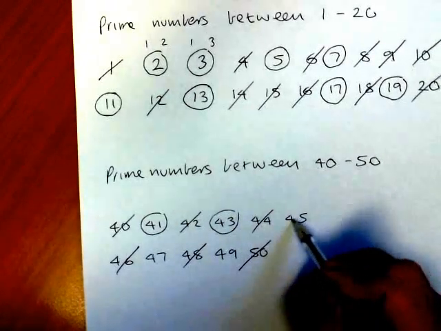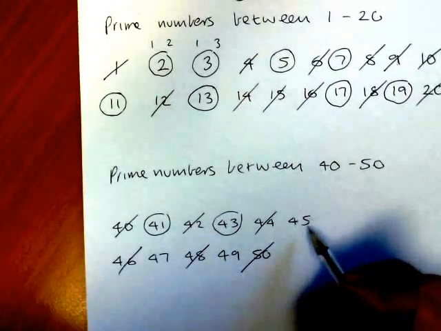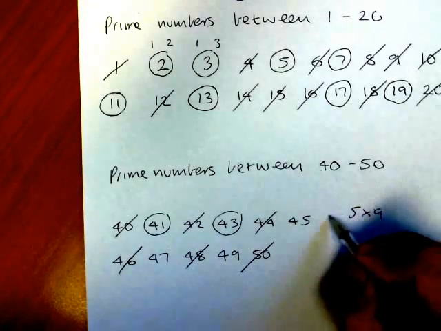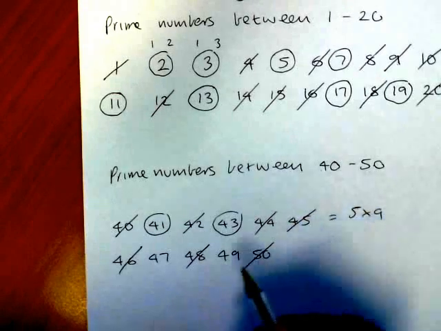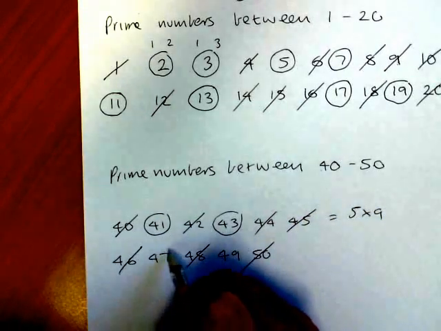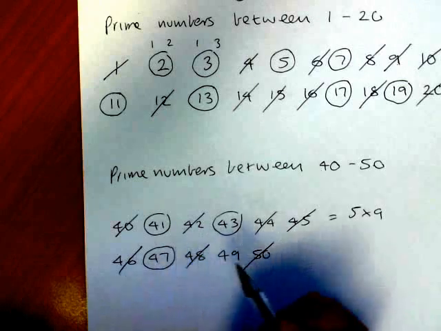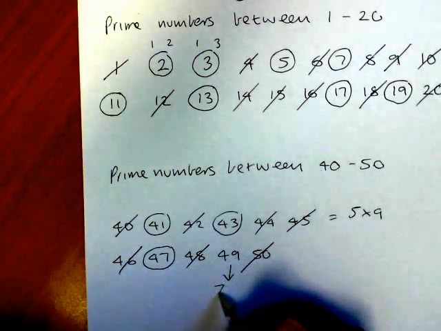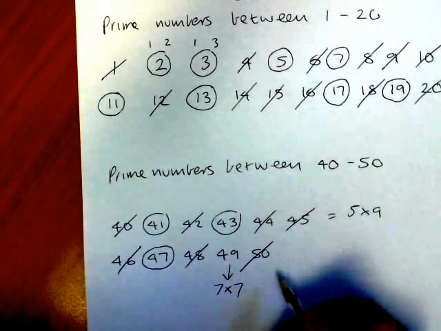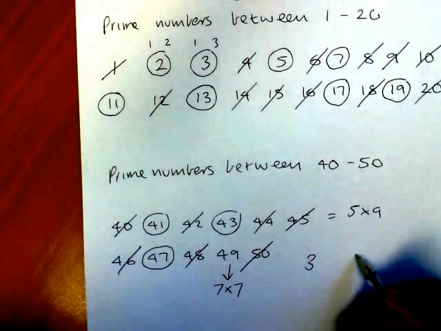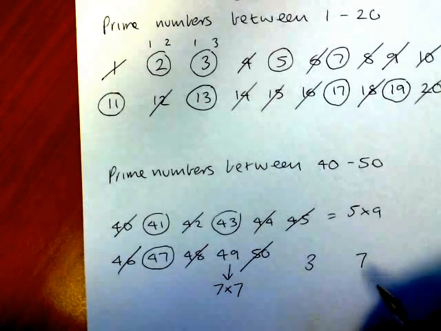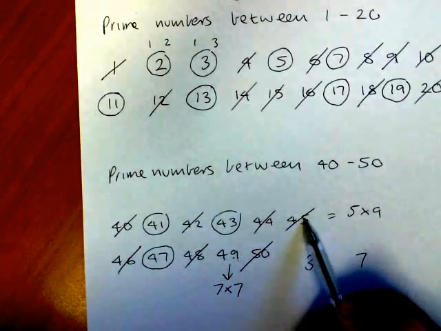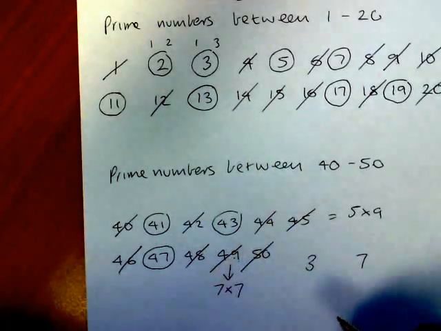Now you should know that anything with a 5 or a 0 on it is divisible by 5. So 45 is 5 times 9, so that is not prime. There's no number that goes into 47 other than 1 and itself, so it is prime. And with 49, you should know that is a square number. 7 goes into it. So if you know your 3 times tables and your 7 times tables, that will help you spot numbers like 49 in this case and 45 there. So 49 is not a prime number.